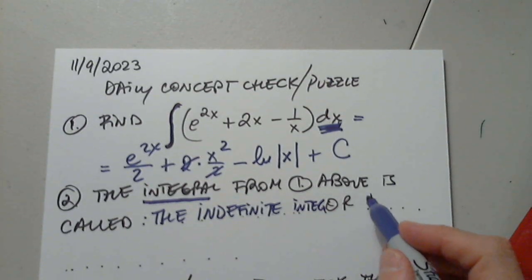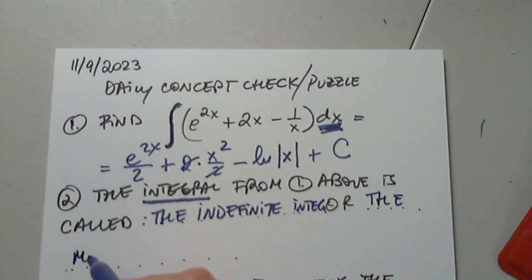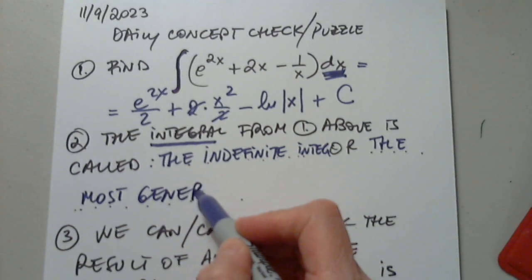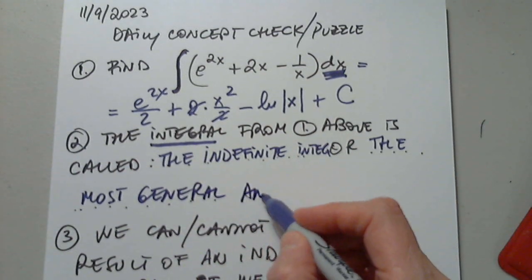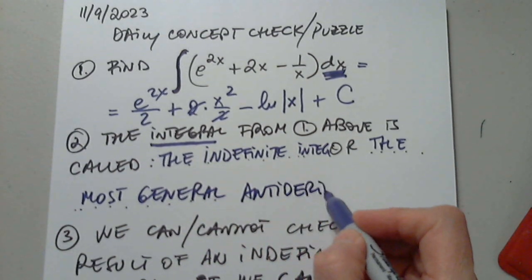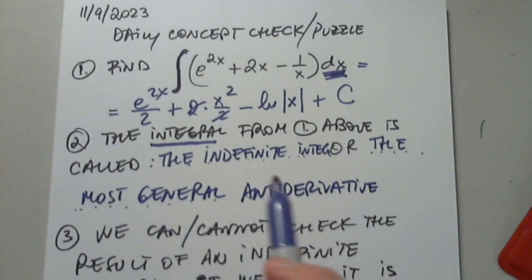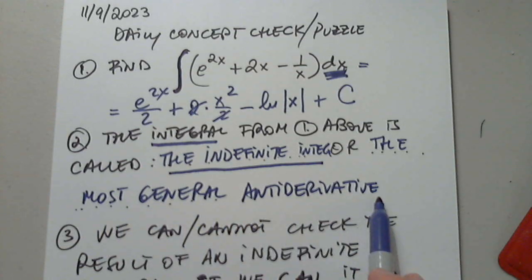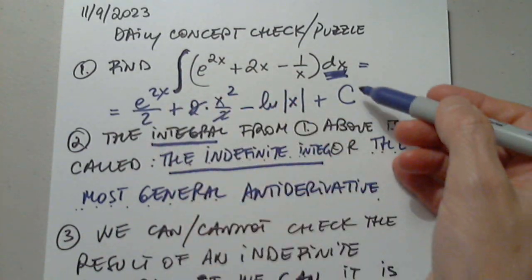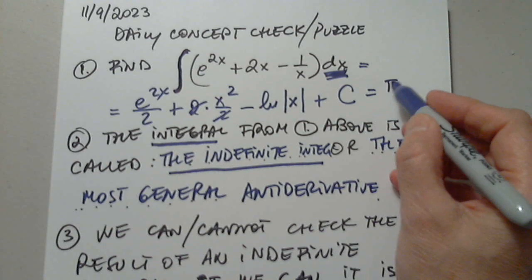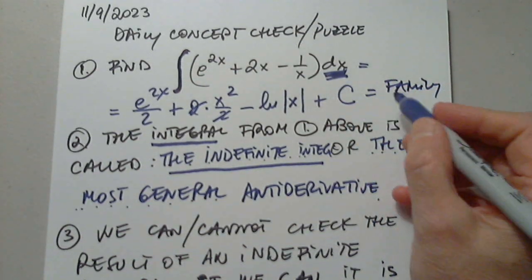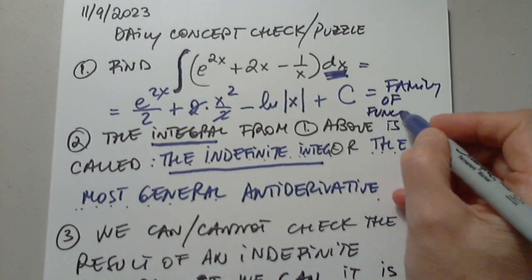Or the most what? General. Yes, the most general antiderivative. So it's either the indefinite integral or the most general antiderivative. And of course, this result is a family of functions. Many, infinite, right? Because C can be anything. Family of functions.